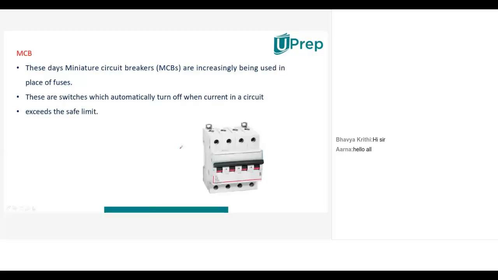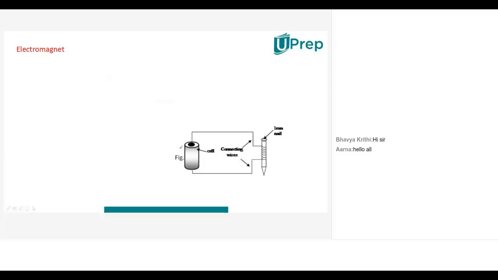And nowadays if you construct a home, definitely these types of breakers will be there. Have you seen the type of breakers which are there in your slide? Anyone seen these miniature circuit breakers? Yes, sir, they've put these MCBs in my house. Okay, in the main fuse kind of thing, they put these.